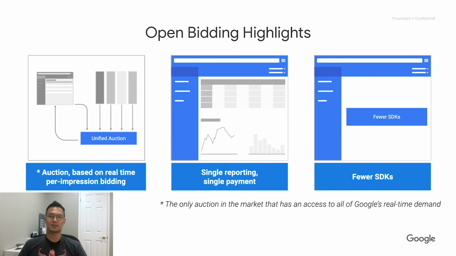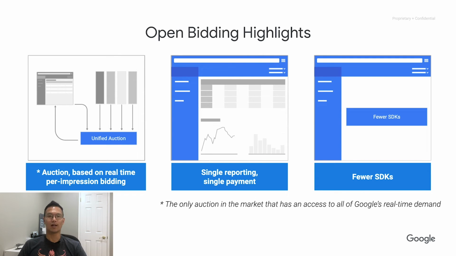Open bidding is a real-time auction that Google provides. We run a unified auction with participating ad sources and third-party ad sources. We have many of them already. And that will allow them to compete on your single impression and to get the highest CPM for the impression. So it will ensure to maximize your revenue.